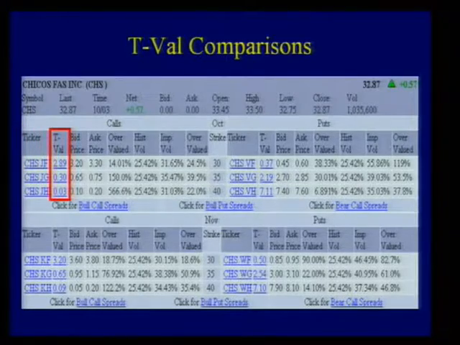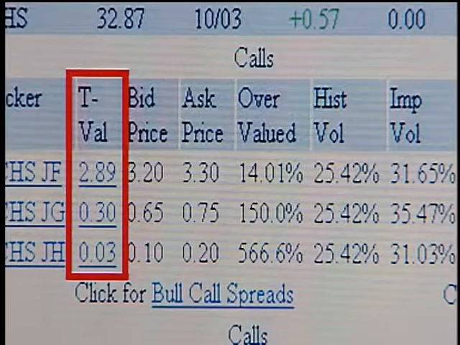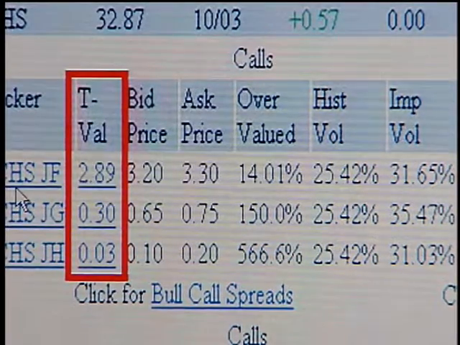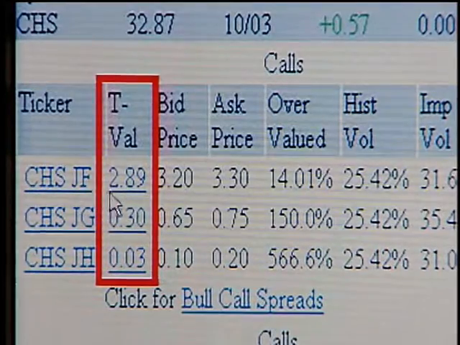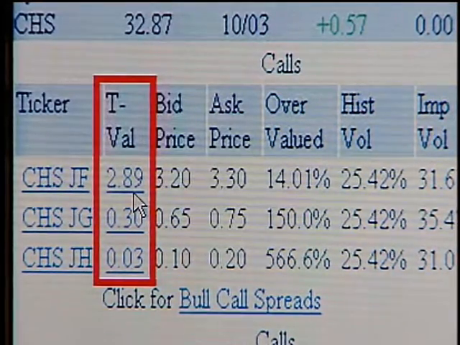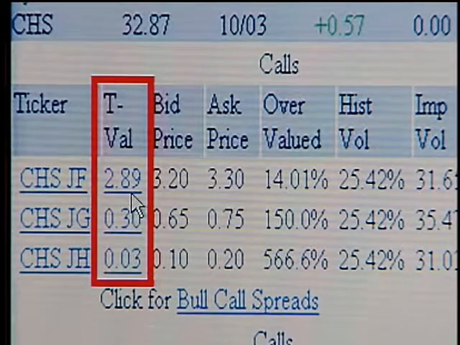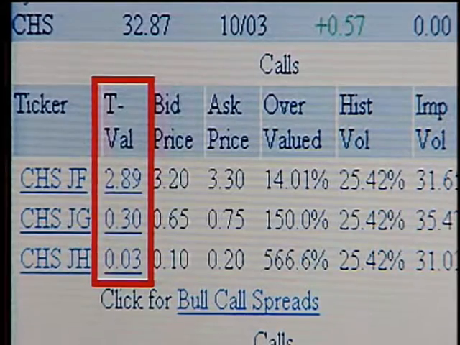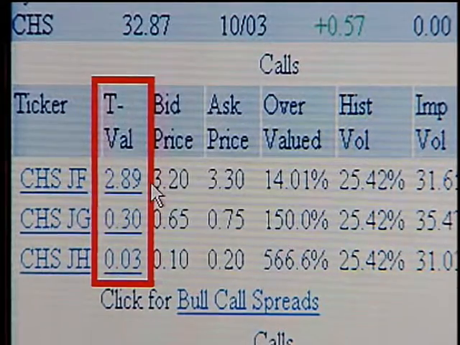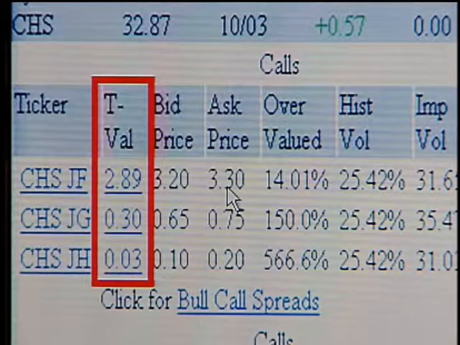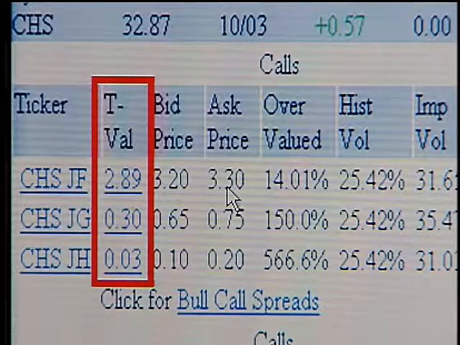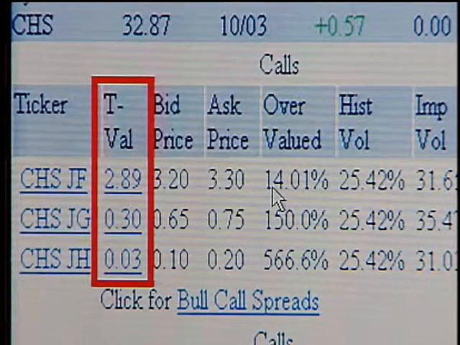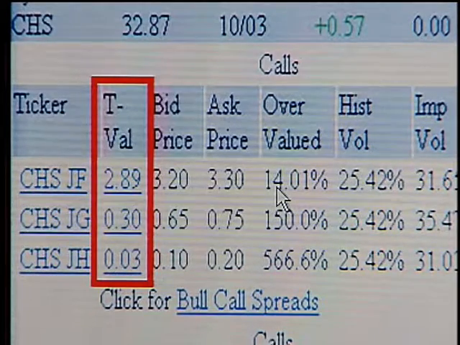Here we go. The T-value is right over here, all right? Let's focus on this chart here for a second. T-value, the symbol CHSJF is $2.89. That is what, quote unquote, the option should be priced at. Well, let's take a look at the bid price and the ask price. The bid price is $3.20, and the ask price is $3.30. As you know, we're going to be buying at the ask price, the $3.30. Therefore, compared to the theoretical value, it is 14% overvalued. Is that within 20%?